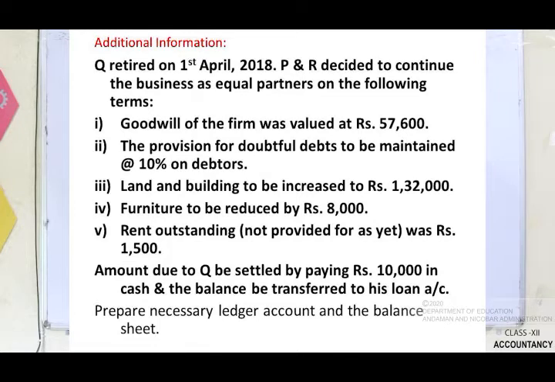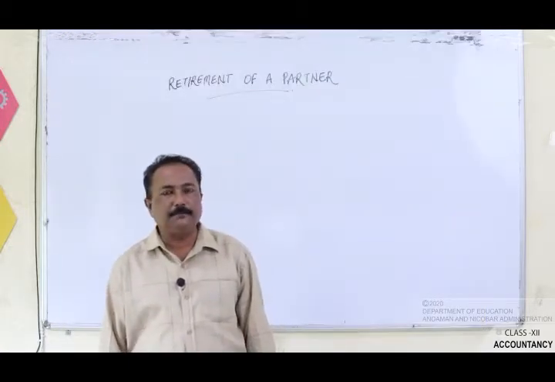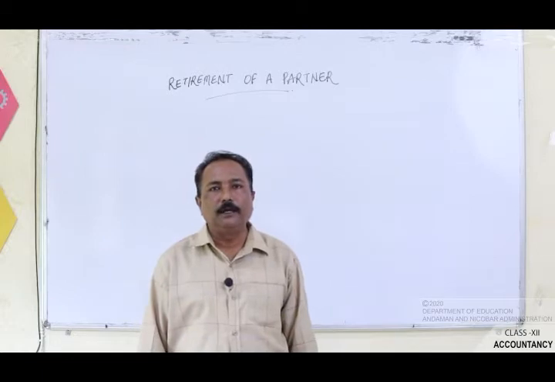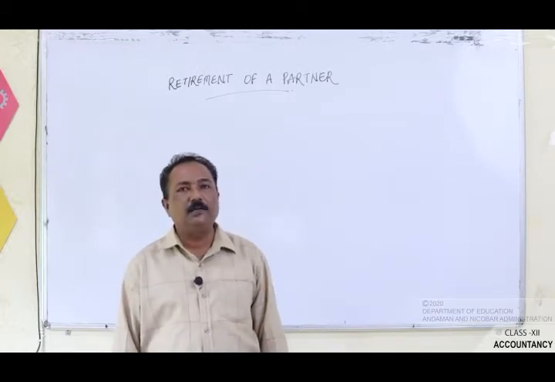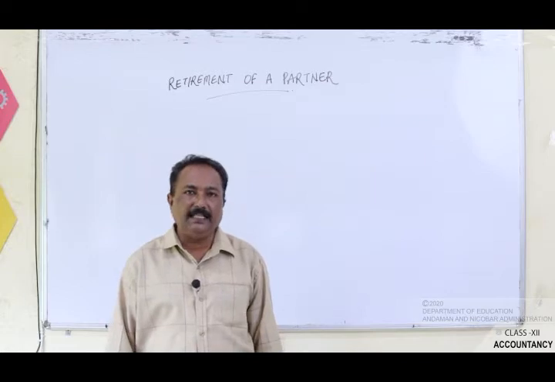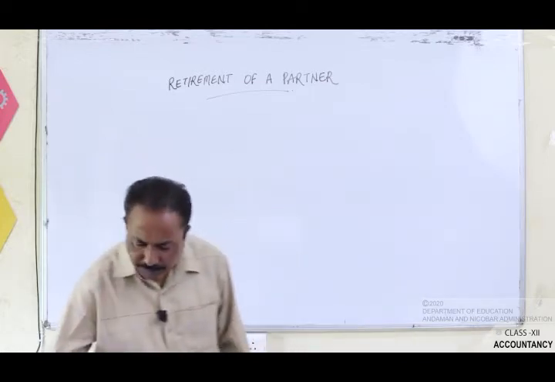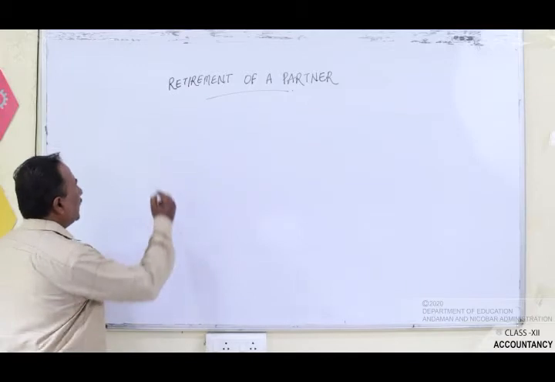Point number last, rent outstanding not provided for as yet was rupees 1,500. Amount due to Q be settled by paying rupees 10,000 in cash and the balance be transferred to his loan account. Prepare necessary ledger accounts and the balance sheet. Now dear students, we will have to prepare the revaluation account, partners capital account and the balance sheet. First we will prepare the revaluation account.